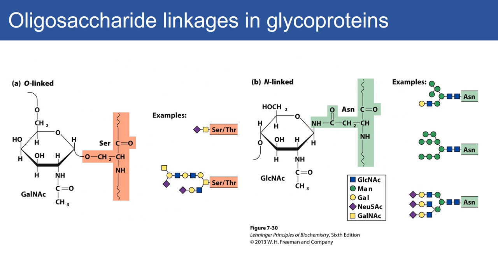Oligosaccharide linkages in glycoproteins. Serine and threonine, as well as a few others, as I'll show you in the chart, provide the opportunity to be O-linked or N-linked. And so an O-linked attaches to the hydroxyl group on the anomeric carbon. That's, for example, serine and threonine, and you can add in whatever flavor of the month carbohydrate you'd like to add.